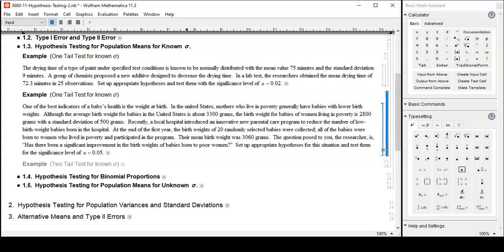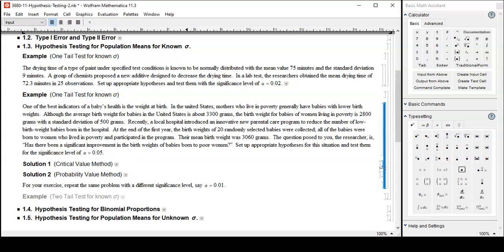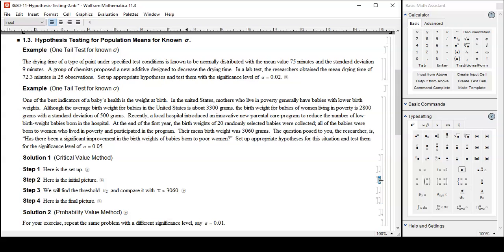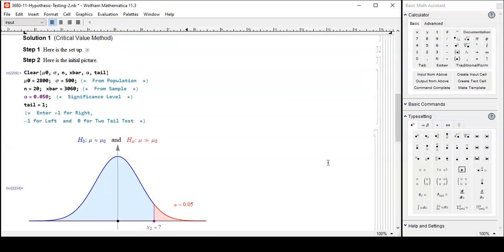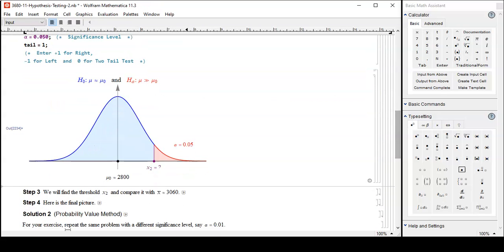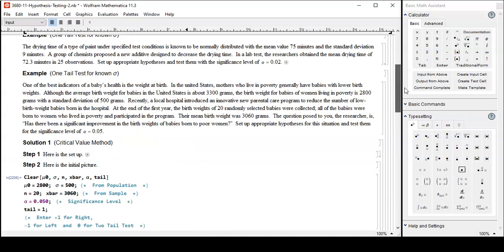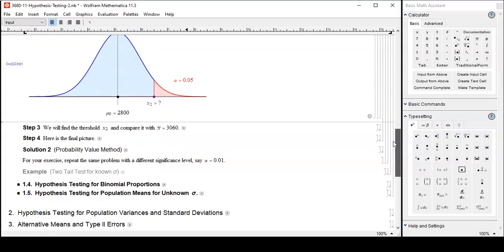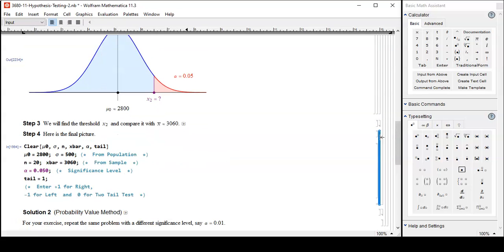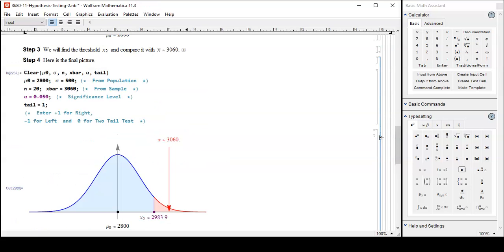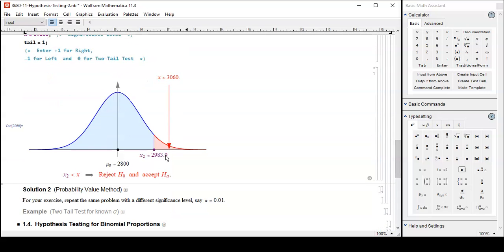The second example here is an example that alternative wins. Initial picture is like this, same as before, centered around the null, and you're looking for the critical value. Once you find it, you can compare that with observed sample mean, 3060. And it'll turn out like this. Far away from the null, so we reject null hypothesis and consequently accept the alternative hypothesis.